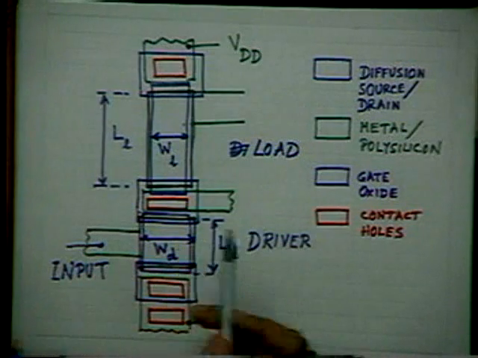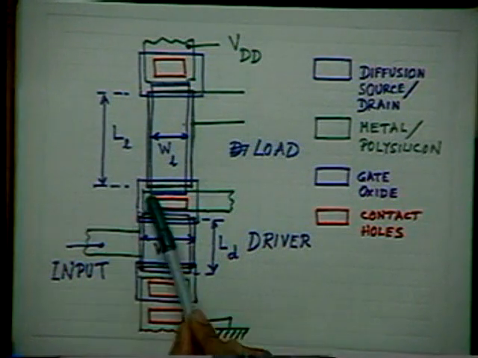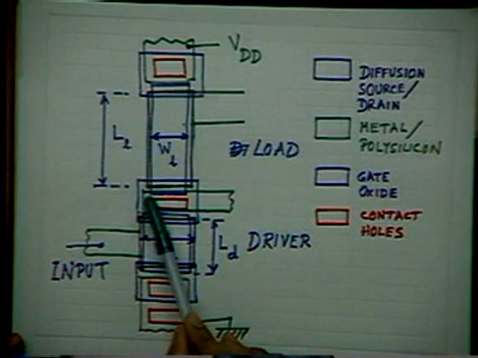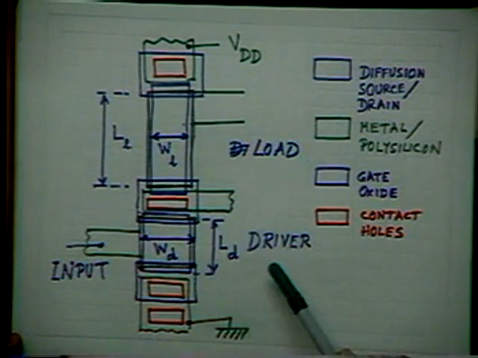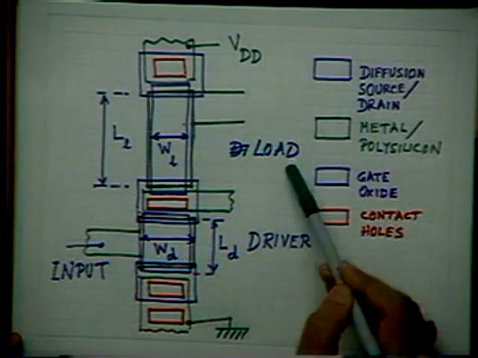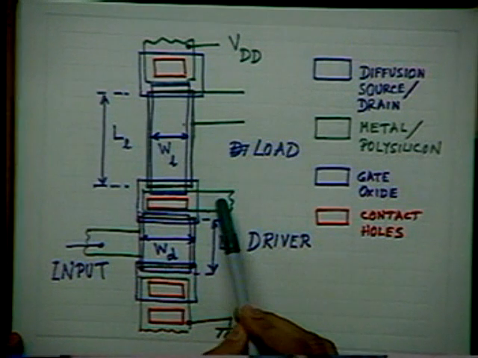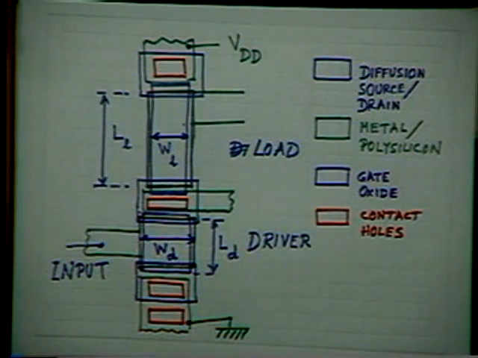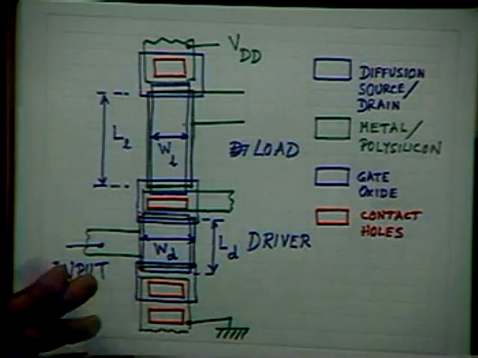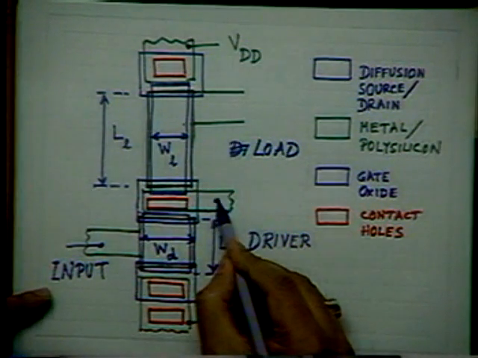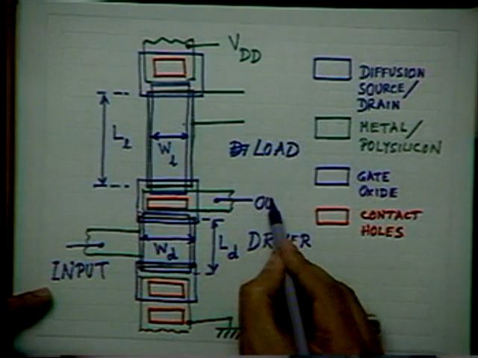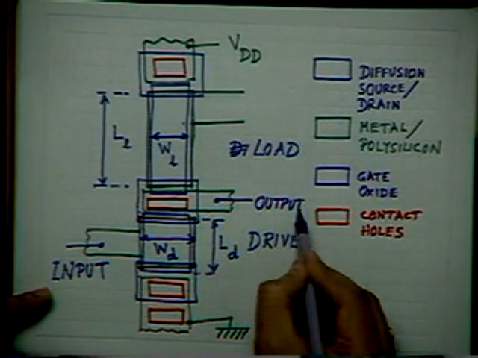This one is input. And similarly, you see that I have placed another contact window on the combined source drain of the driver and load transistors, and I have another metal, and this goes to the output. So this is nothing but your output. Okay?